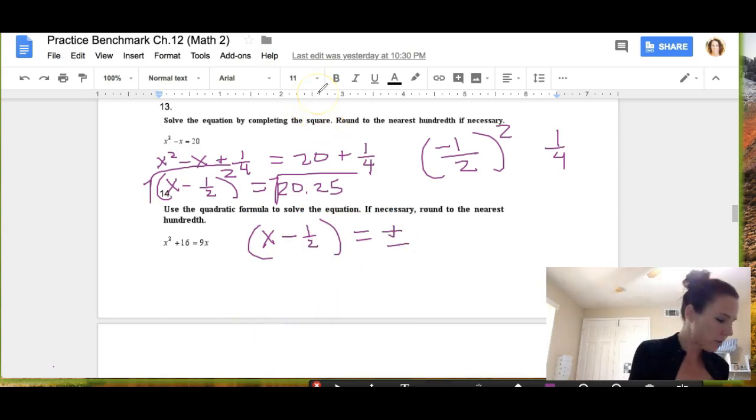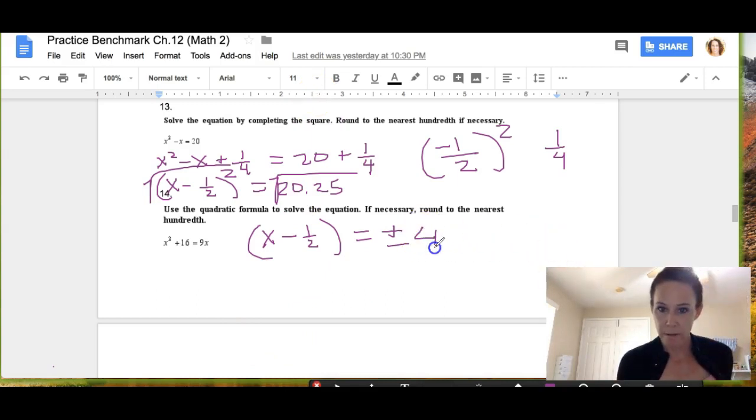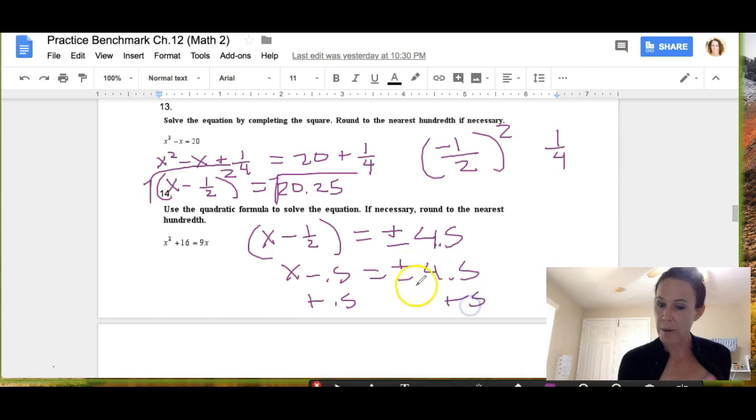Now I'm going to go ahead and do this on my calculator. The square root of 20.25, and I'm going to get 4.5. Since this is a decimal, let's turn this to a decimal. x minus 0.5 equals plus or minus 4.5. Now I'm going to add 0.5 to both sides. Now I have two solutions here, so I need to add it to both solutions.